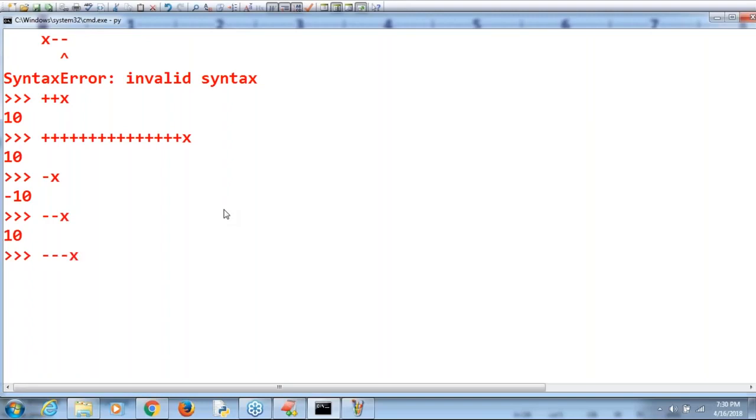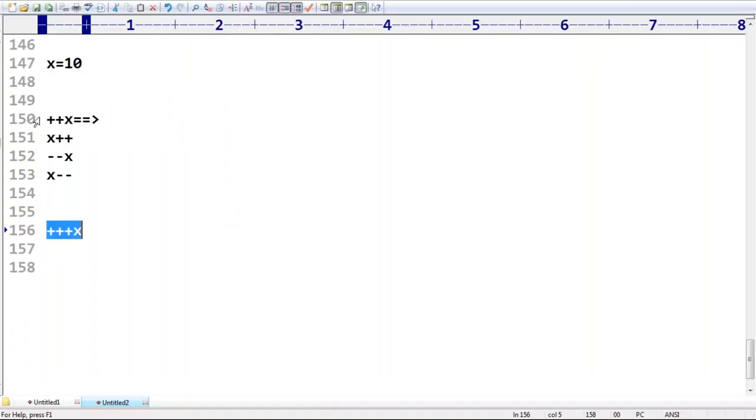Three times minus x, what about its value? Minus 10. Are you able to understand, right? So internally, these are treated as sign symbols only, but not increment and decrement operators. That's why increment and decrement operators are not allowed in Python. Make sure you are aware. Clear? Yes.